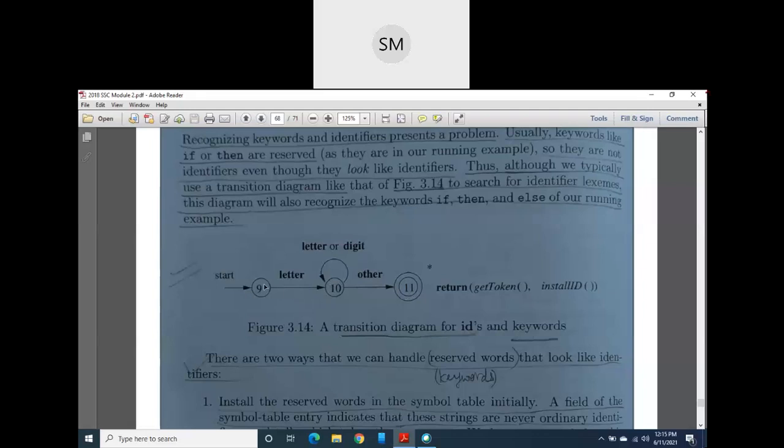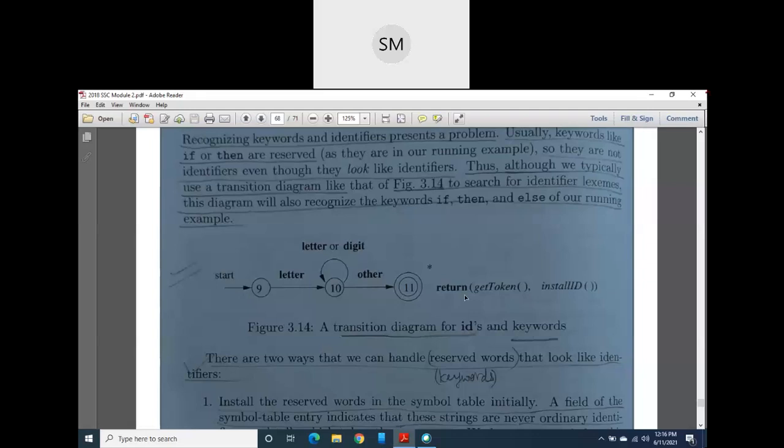First you write i, then f, after f you write one open parenthesis. So that open parenthesis I consider here as an other. Then you go to the final state, and the lexeme found was if. Are you understanding? So this is how we identify the keywords and variables.